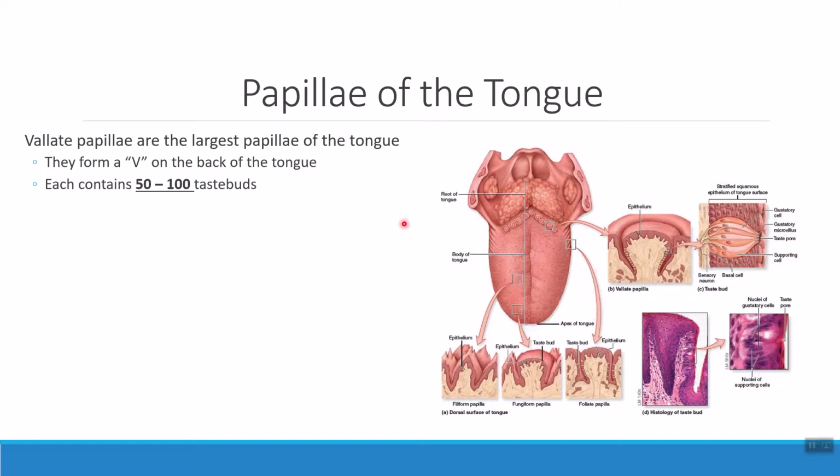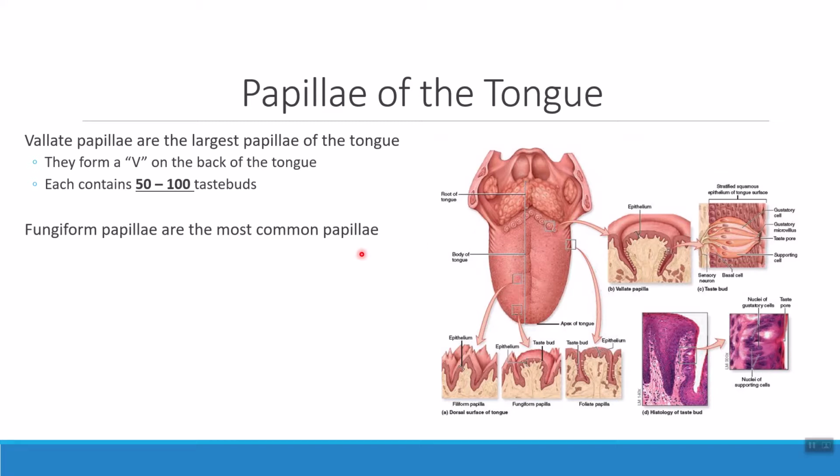So if we look at our picture here, we can see those valate papillae on the back side of the tongue. If we zoom in on one of the valate papillae, you can see all these little dots here on the side. Those are all my taste buds, filled with the gustatory receptor cells. We do a lot of taste detection here in the very back of the tongue with these valate papillae, making this letter V.